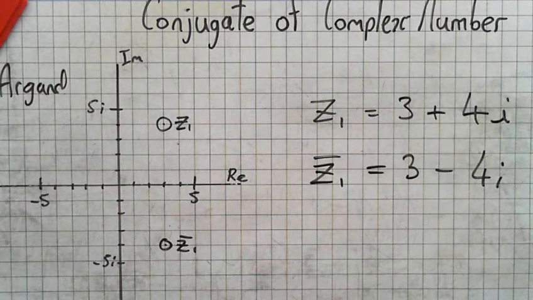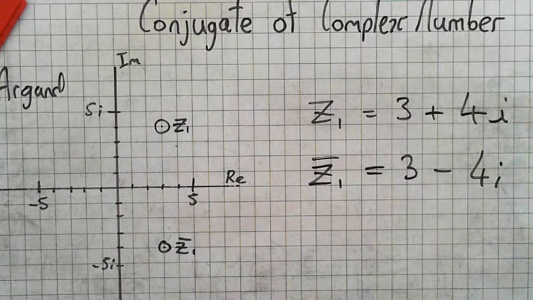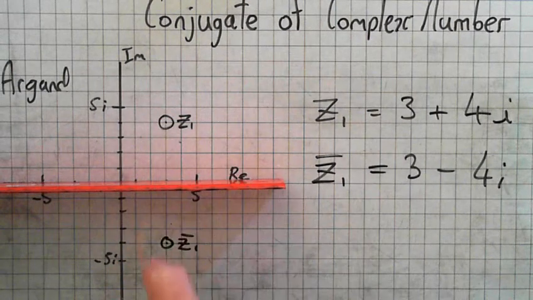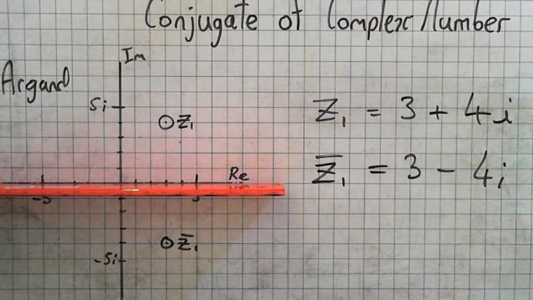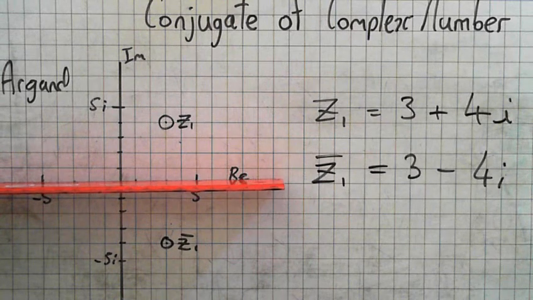Okay. So that's a conjugate. That's what a conjugate is. It's a mirror image in the real axis. Which means somewhere like that. No, this particular question won't.